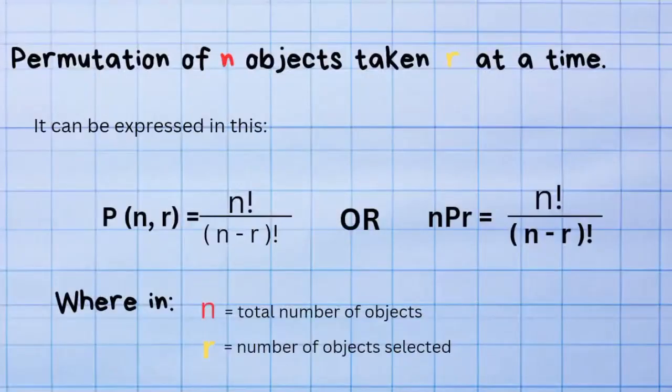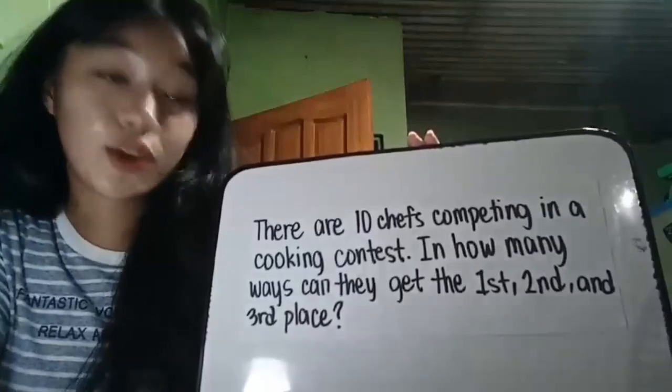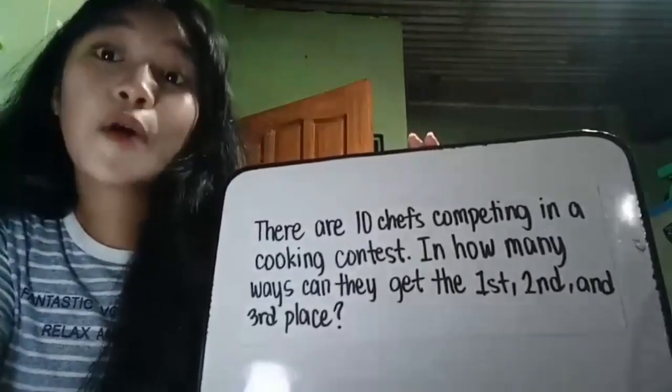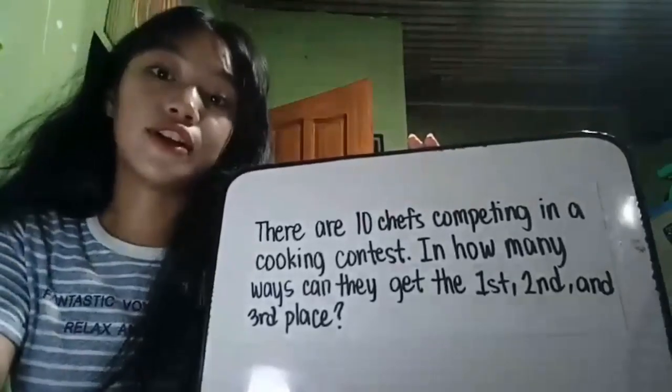a set. The formula for this is expressed as permutation of n and r is equal to n factorial over n minus r factorial, or it can also be written as nPr is equal to n factorial over n minus r factorial. Here is our example. There are 10 chefs competing in a cooking contest. In how many ways can they get the first, second, and third place?